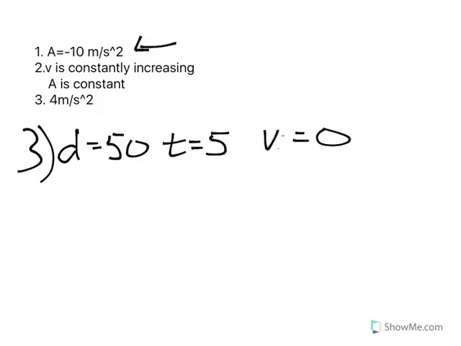Number 2, the graph below tells you what about the object's motion. It should be that the velocity is increasing, because if you look, it starts off at 0 and then gradually goes up. This means that it has a constant acceleration.